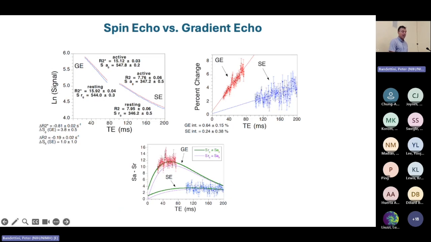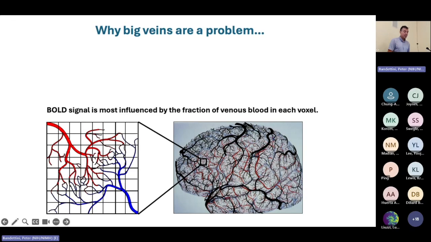And also looking at the contrast, we're looking at the signal difference between these curves. It's illustrated quite nicely that gradient echo has about a factor of 4 higher contrast than spin echo. But spin echo is sensitive to capillaries.